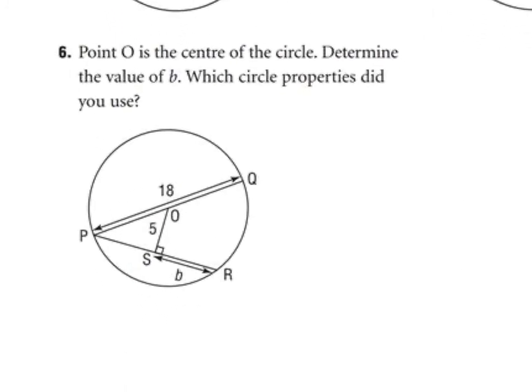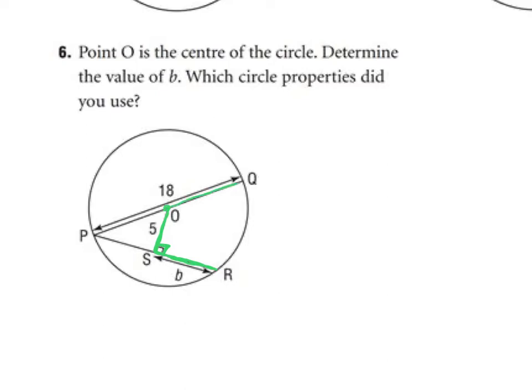For question 6, again, point O is the center of the circle. Determine the value of B. Where is B? B is this side right here that I'm going to highlight in green. All right, so I have my 90-degree angle there. I know this side is 5. And I know to find a side, I need to use Pythagorean theorem. So I need to use a triangle. Well, one way we could do that, look here.